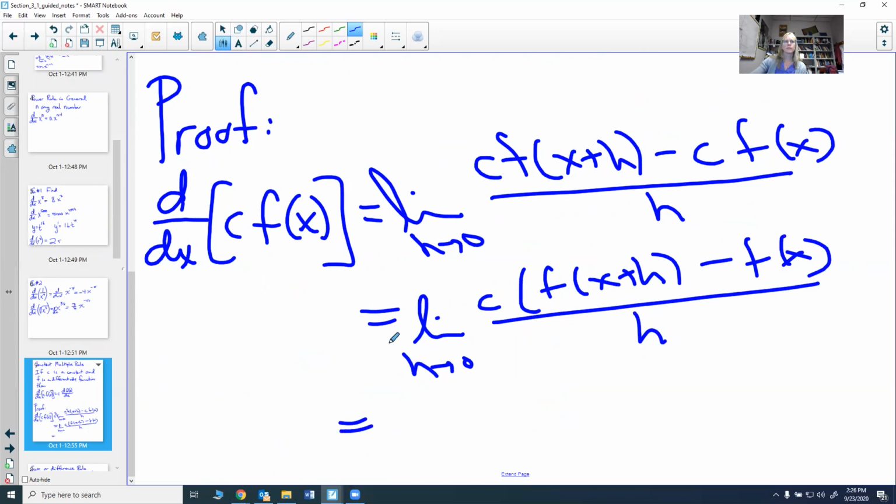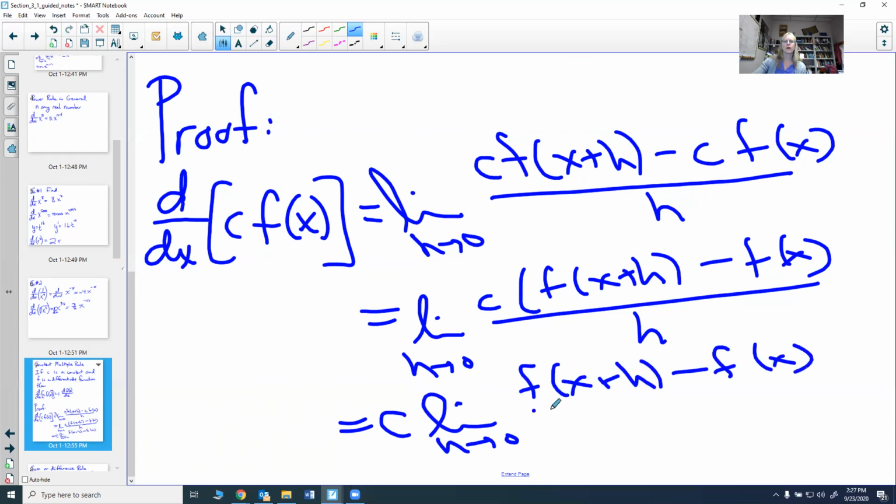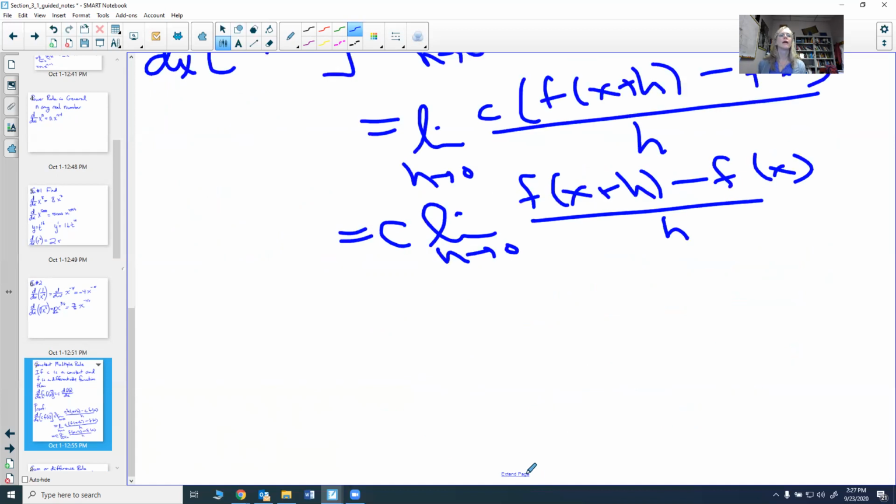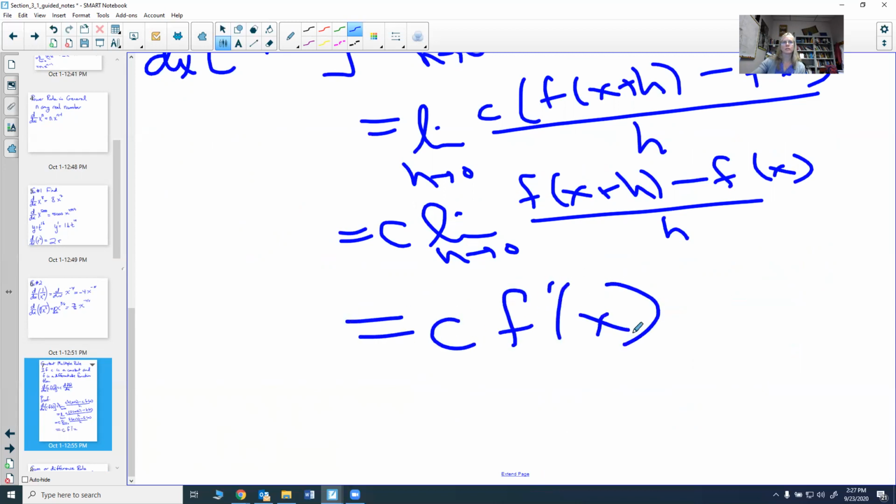Now, limit laws, remember there's a limit law that says the limit of a constant times something, that constant comes out front. So I'm going to bring that constant out front, and I've got the limit as h goes to 0 of f of x plus h minus f of x all over h. Well, this is the derivative. That's the definition of the derivative. So this would be c times the derivative of my function. So I've just proven it.